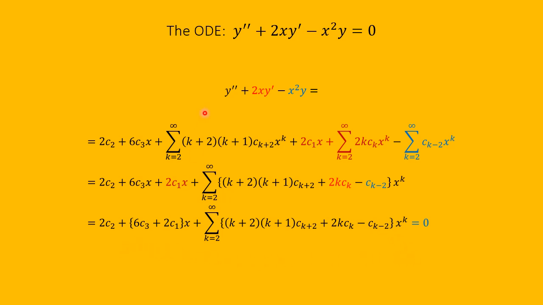So this differential equation, y double prime plus 2xy prime minus x squared y equals 0, can be written as this stuff plus the sum of this stuff equals 0.